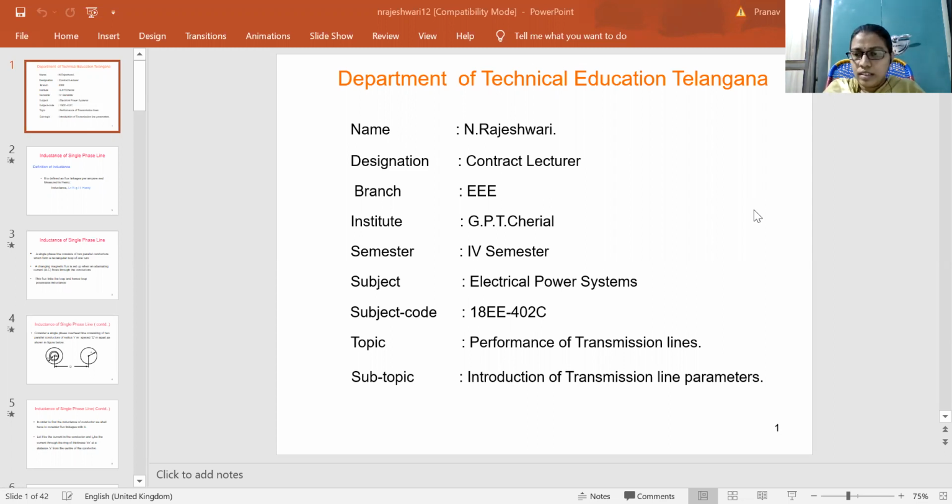First, what are the transmission line parameters? Resistance, inductance, and capacitance are the three types of transmission line parameters. These will affect the value of power or voltage transmitted in the transmission lines. So what is the effect? What is the use of these transmission line parameters? We will see in this class.